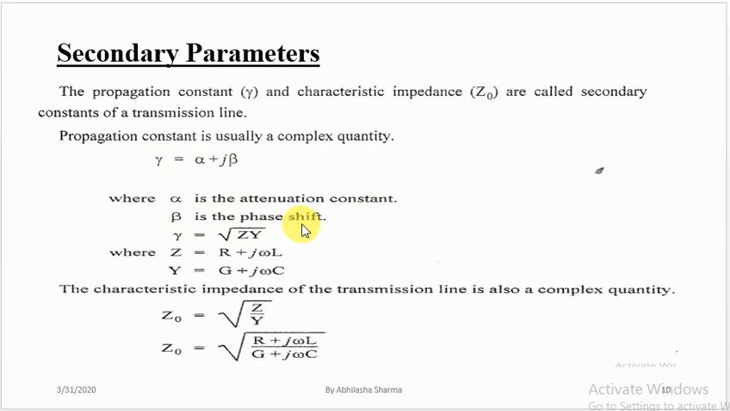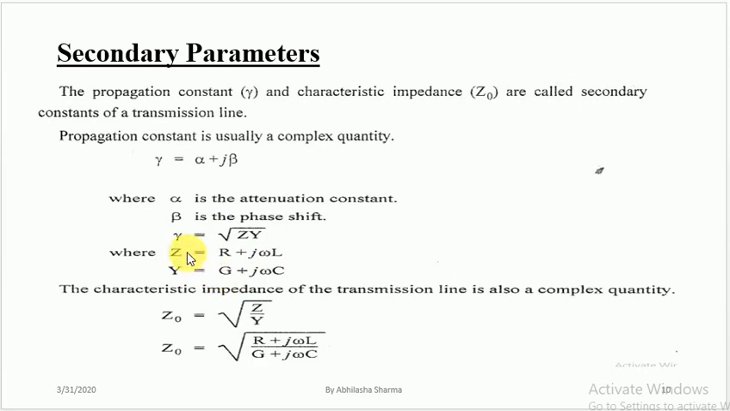So whenever we have to write down the gamma in terms of the R, L, C and G, that is, in terms of the primary parameters, what are the formulas for that? Gamma is equivalent to the root of Z multiplied by Y. Z is the total series impedance and Y is the total shunt admittance.